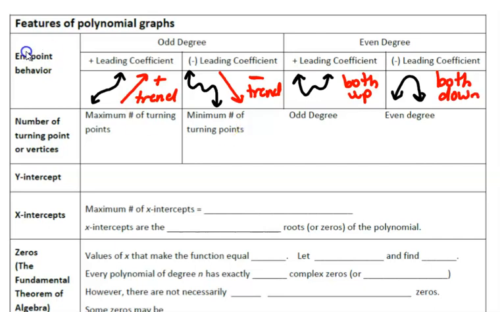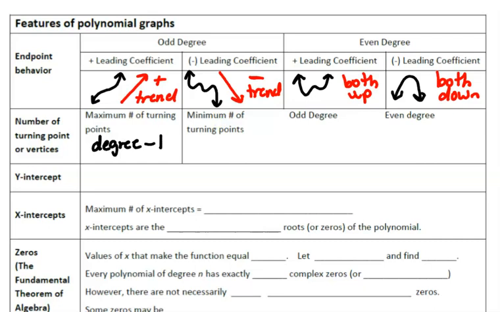Now you'll notice that they have different numbers of turning points. The maximum number of turning points that any function can have is 1 less than its degree. For example, in this degree 2 function, it can only turn 1 time. In a degree 4 function, notice it turns 1, 2, 3 times. So the maximum number of turning points it could have is 1 less than the degree.